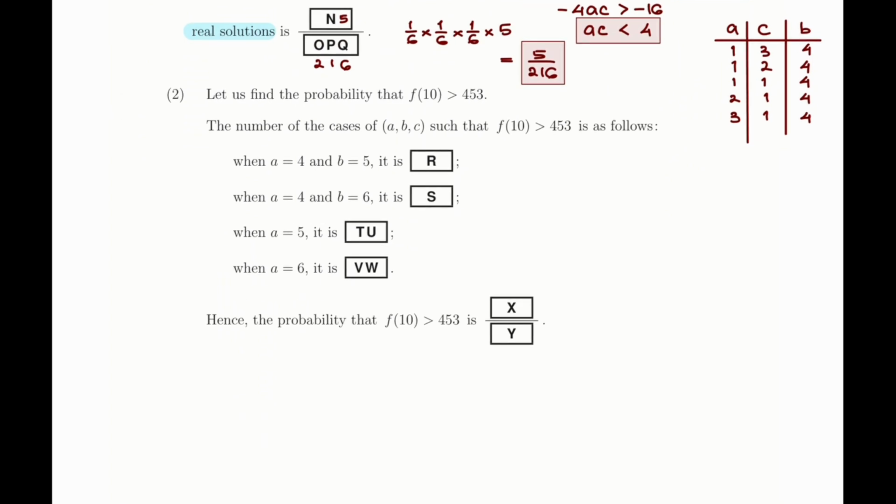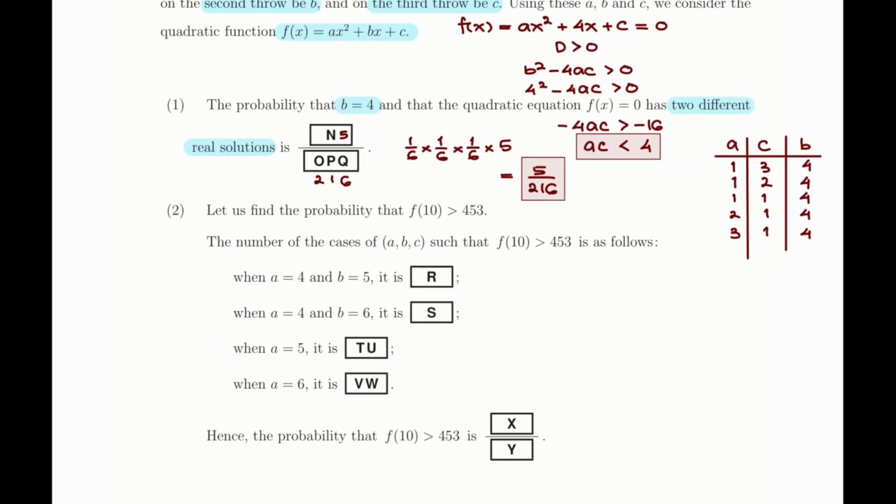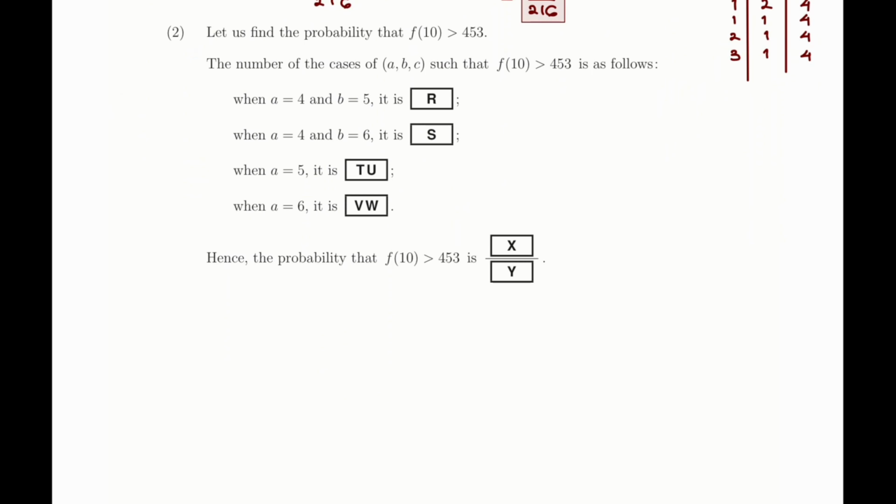So, for the first case, I need to substitute x as 10 first. This is my f of x, and if I substitute x becomes 10, I will get 100a plus 10b. Sorry, this is not 4x but bx. So 100a plus 10b plus c. Now I will consider each of these possibilities.